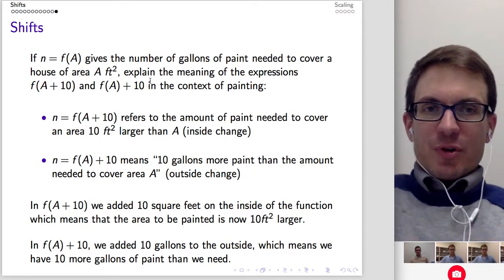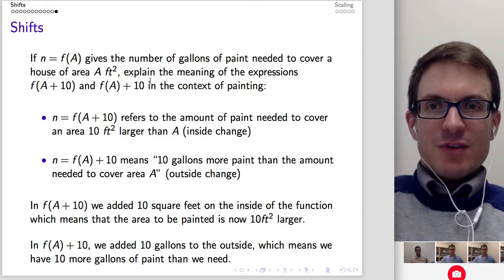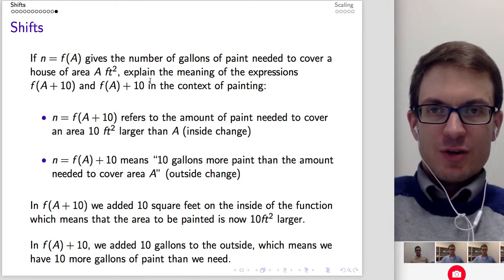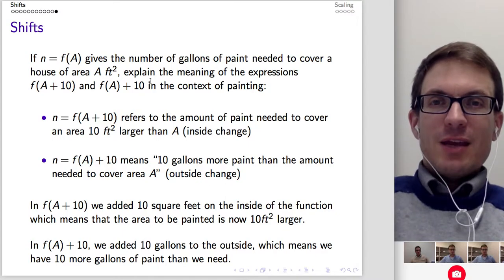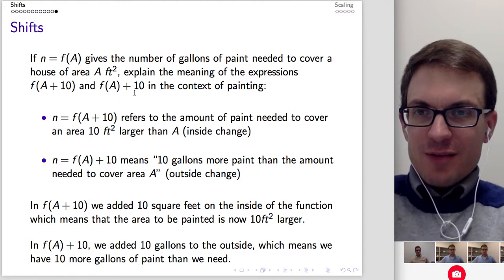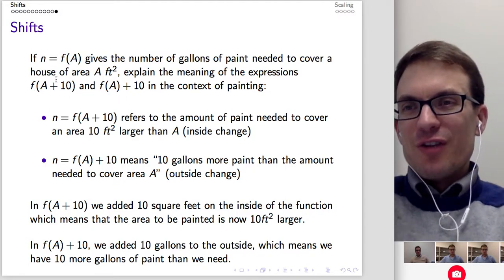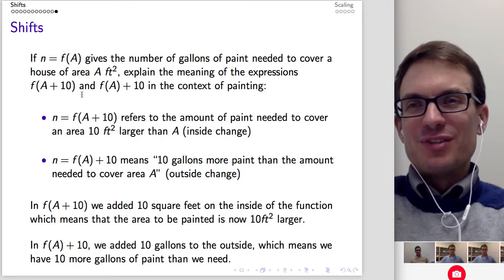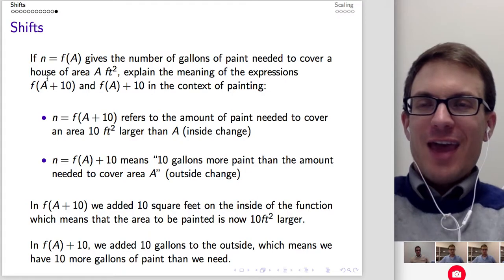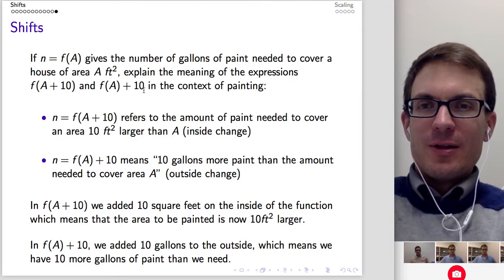Here's just one example in terms of interpretation. So suppose n is equal to f of a gives us the number of gallons of paint needed to cover a house of area a square feet. Explain the meaning of the expressions f of the quantity a plus 10, or the function of a plus 10, and f of a, plus 10. Okay, this is the difference between adding 10 to an input and adding 10 to the output.